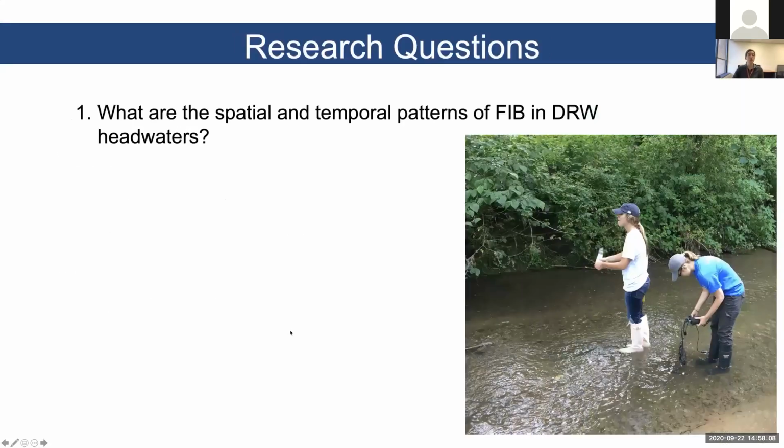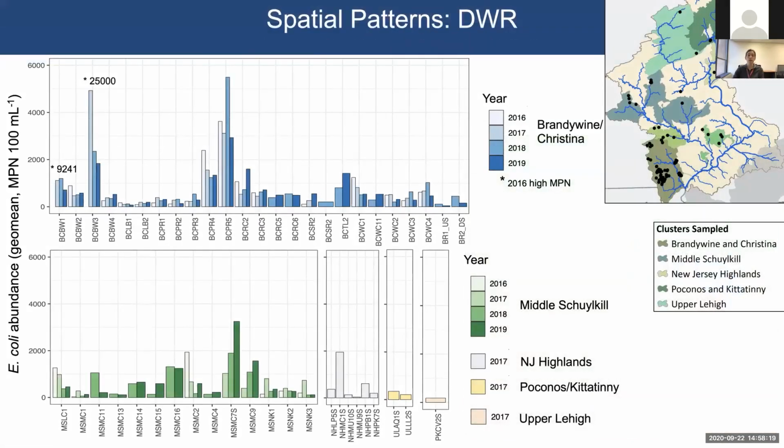So I'll start with one of our first research questions. What are the spatial and temporal patterns of the fecal indicator bacteria in those headwaters? So here are some graphs showing the spatial data for summer E. coli abundance at sites across these headwaters from 2016 to 2019.